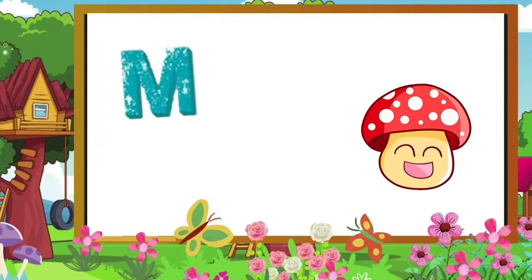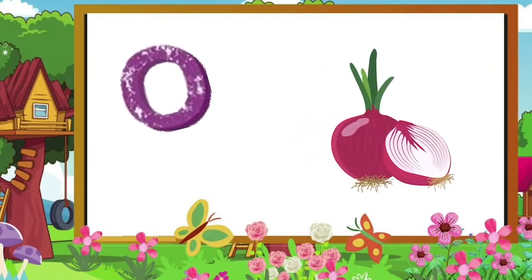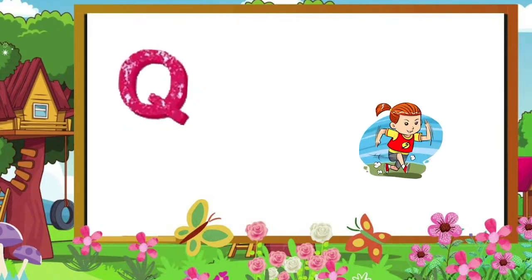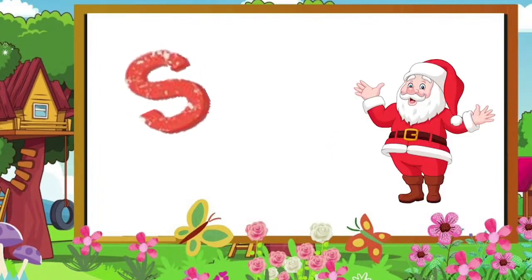M for mushroom, M for motor. N for noodles, N for nuts. P for popcorn, P for pumpkin. Q for quick, Q for quarter. R for rocket, R for rice. S for submarine, S for Santa.